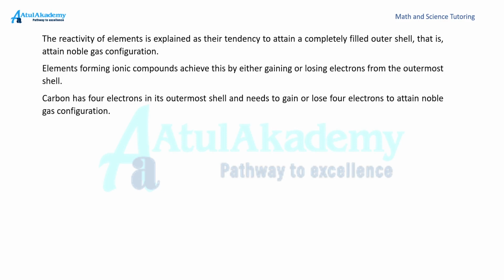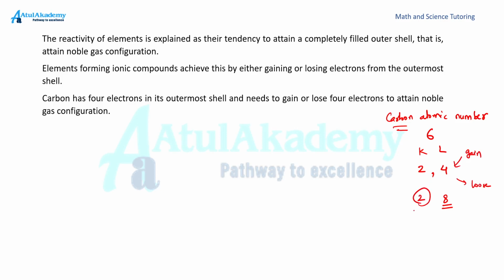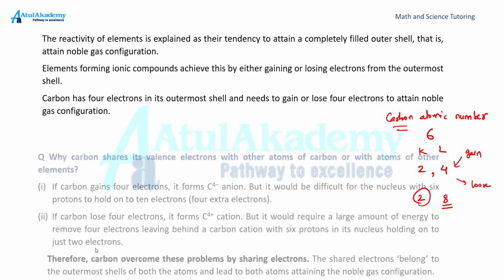But if we talk about carbon, what is the atomic number of carbon? The atomic number of carbon is 6. So if we write its electronic configuration, it will have 4 electrons in the outermost shell. So it has to make it 8. To make it 8, it will either gain 4 electrons or lose these 4 electrons, because it will then have only one shell. But carbon doesn't do this. So it does something else. Let us see what it does.